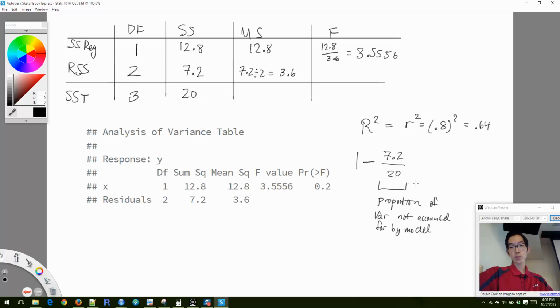Okay, so if I do 1 minus 7.2 over 20, I get 1 minus 0.36, and that is also 0.64. So we see that the quantity r squared, which we get by squaring the correlation, also tells us the amount of variation that is explained by the model. 12.8 of our total sum of squares out of 20 is explained by the regression. So 64%.